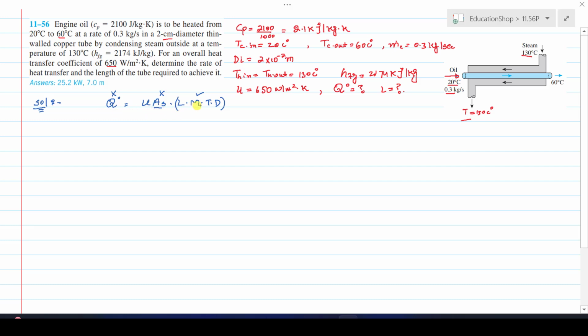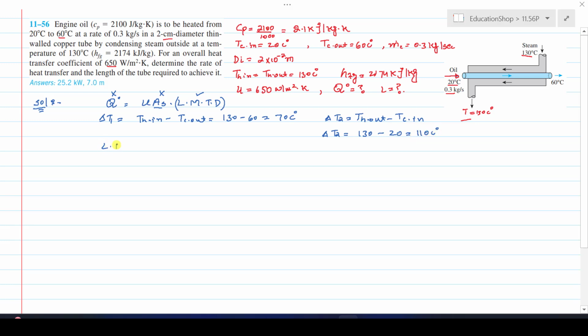First we will find the LMTD value. You know that delta T1 is equal to T hot in minus T cold out. T hot in is 130 and T cold out is 60, so after subtraction it is 70 centigrade. Then delta T2 is equal to T hot out minus T cold in. T hot out is 130 and T cold in is 20. After subtraction it is 110 centigrade.